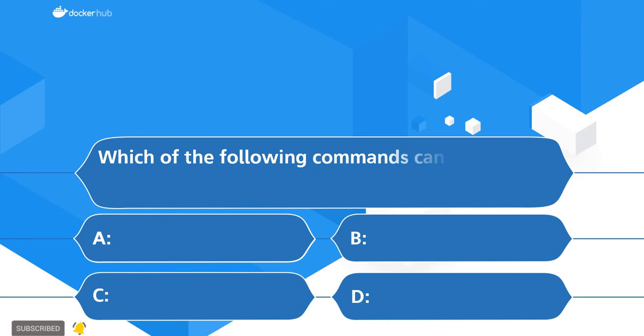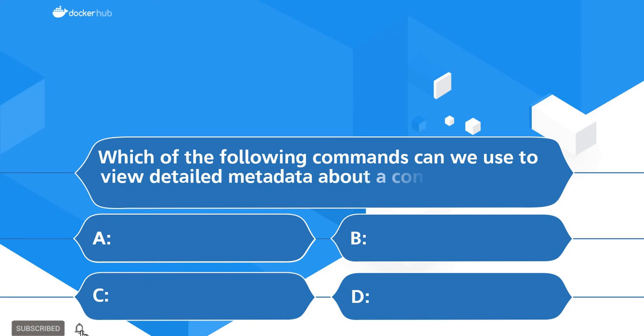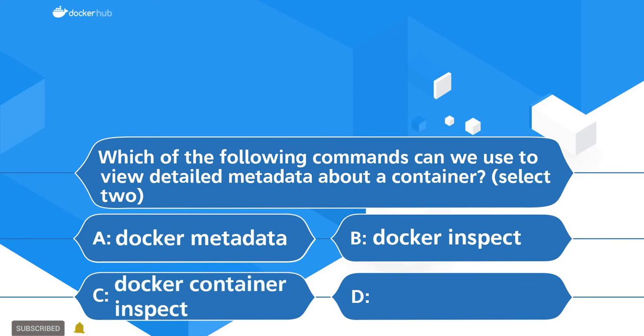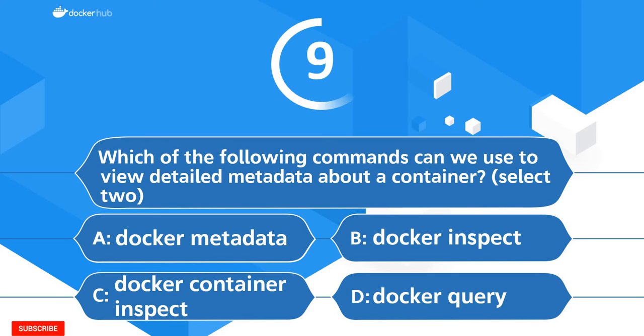Which of the following commands can we use to view detailed metadata about a container? Select 2. A. Docker metadata. B. Docker inspect. C. Docker container inspect. D. Docker query. Your time starts now.